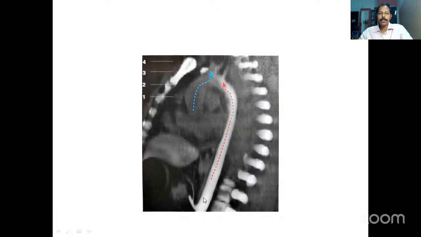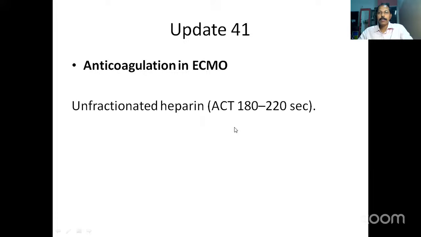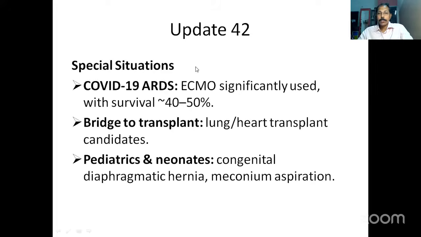and with the help of peripheral VA, we have to give unfractionated heparin, and we have to maintain an ACT of 180 to 220 seconds. So again, this is very important. And special situations, the use of ECMO, it has been proven during COVID-19, ECMO survival percentage was up to 40 to 50%, because many patients have succumbed to respiratory failure. And as a bridge to transplantation, again, ECMO has its own role. And coming to the pediatric and neonate, the use of ECMO will be very helpful in congenital diaphragmatic hernia and meconium aspiration syndrome. So these are all the non-cardiac benefits of ECMO.